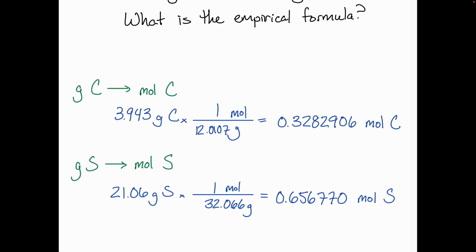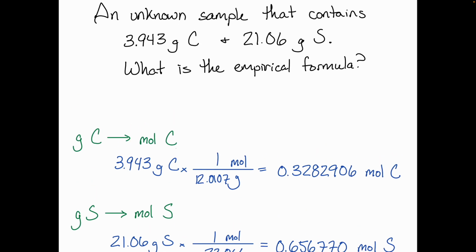If we're trying to determine the empirical formula here, our final answer isn't going to be some mathematical calculation with decimal points and everything like that. It's going to be the formula of our compound here. C something S something, right? And this is what we're trying to figure out, just how many carbons and how many sulfurs there are in this compound.